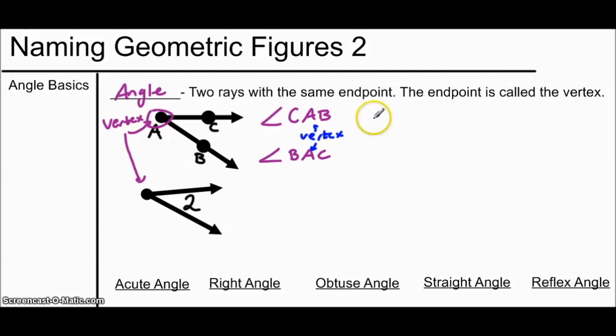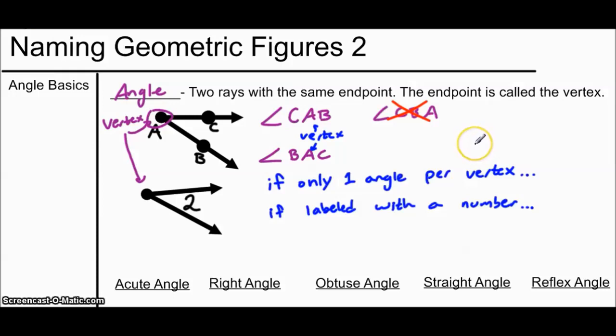If I try to write something like angle CBA, well, let's see, would that work? CBA, no, that would not work. That's not the same angle, and that's wrong because I'm using B as my vertex when really A is my vertex here. So that would not work. Got to keep that vertex as my middle letter.